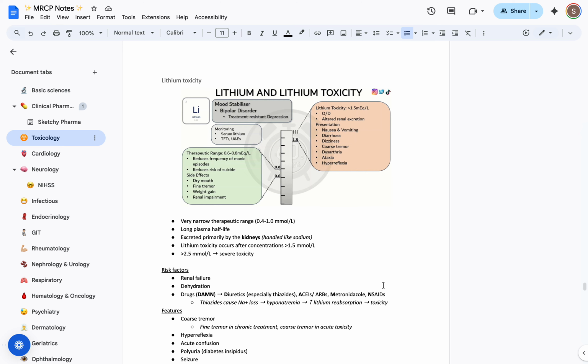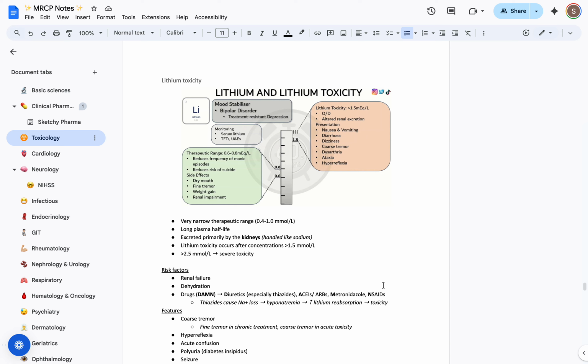Lithium toxicity. So lithium has a very narrow therapeutic range, 0.4 to 1, and a long plasma half-life, and it's excreted primarily by the kidney. Toxicity occurs after concentrations of more than 1.5. If it's more than 2.5, that's severe toxicity.